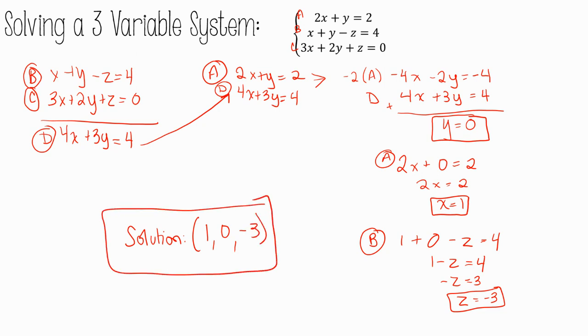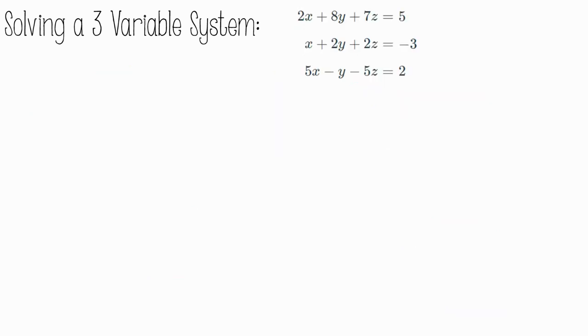All right, let's keep going. Here is our next one. This one's a little bit trickier, but again, you want to pick a variable to get rid of. If I look at my z variable coefficients 7, 2, and 5, there is no common number I could use, but the easiest is either going to be my x's or my y's. I'm going to choose y because it's already negative and that will make it a little bit easier.